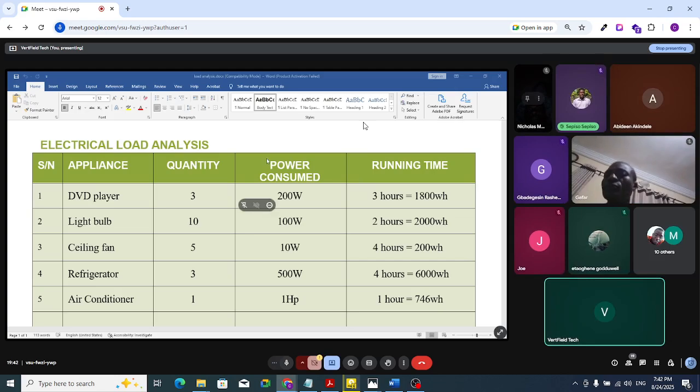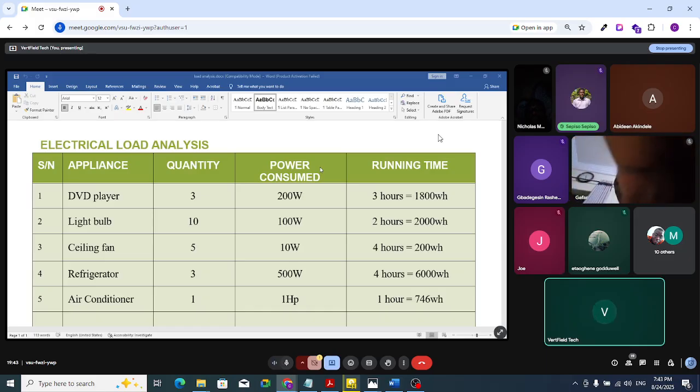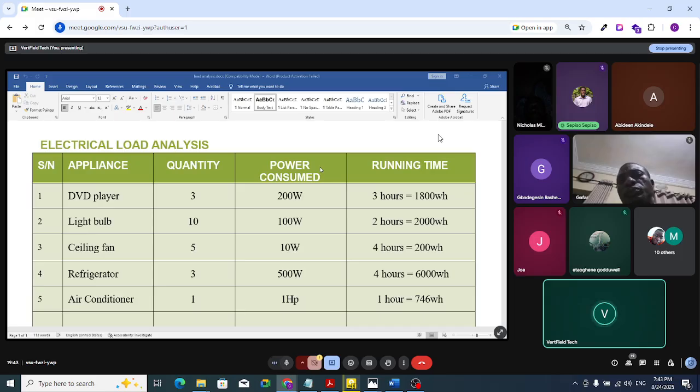Good. So before we can run a load analysis on these 5 appliances, we need to take into consideration 3 standard parameters. One, the quantity of appliance. Two, the power consumed by the appliance. Three, the running time of the appliance. The quantity of appliance tells you how many of the same appliance Mr. Nicholas intends to power up using the solar system. So let's say Mr. Nicholas lives in a 3-bedroom apartment and he has a DVD player in each of those rooms. Powering up these 3 DVD players simply tells you that the quantity of the DVD player is 3.